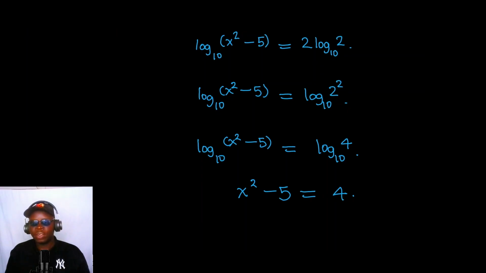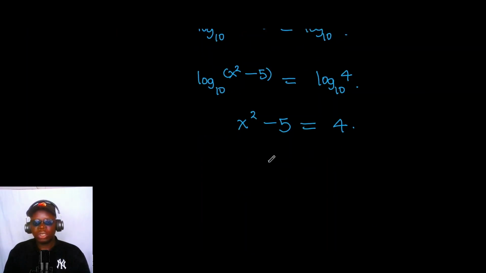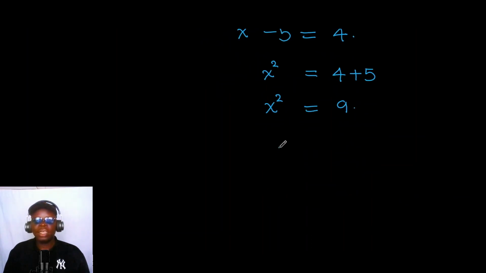Now we are faced with a very simple algebraic equation that we can easily solve. So we have x square equals 4 plus 5, as we are adding 5 on both sides. So we have x square equals 9. And we can take the square root on both sides. Therefore, x is going to be either positive or negative 3. We can give our answer saying either x is equal to negative 3 or x is the same as positive 3.